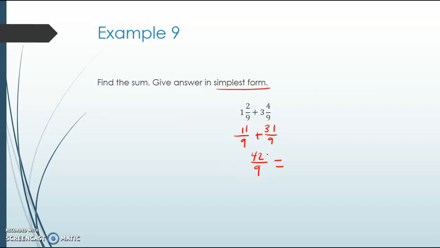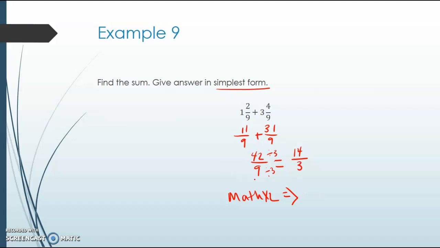So that means that since 3 can divide into both of these, I'm going to take 42 and divide by 3, and I get 14. So we're going to have 14 over, and then 9 divided by 3 is 3. So this is one answer. Math Excel will insist on a mixed number. So Math Excel says your answer has to be the following.